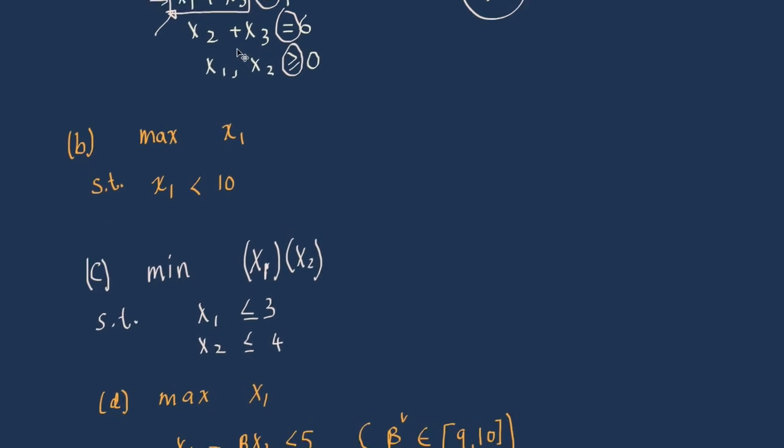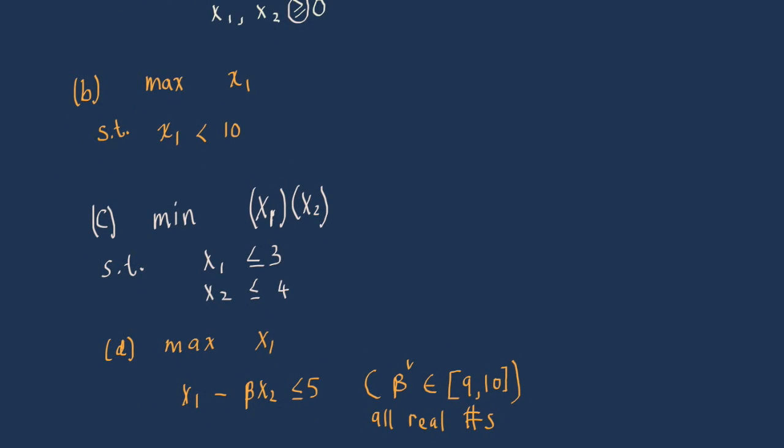Our second example is maximize x1 such that x1 is less than 10. We'll start off with the maximization part. That's okay. This is a linear function and it's just a maximization. But the problem comes here in the constraint. We have that x1 has to be less than 10. If you remember what I mentioned previously, you can't have just less than 10. You have to have either less than or equal to 10, or greater than or equal to 10, or equal to 10.